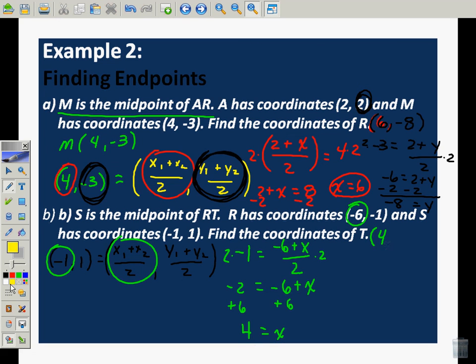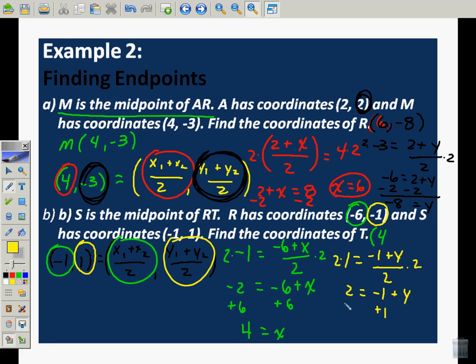Now I'm going to go back here. I'm going to do my y part. These are the 3 things that I need. They're circled in yellow up here. All right? So I've got 1 equals y1, which is negative 1, plus the y that I don't know, over 2. It's the same formula. We're just setting the formula equal to one another. So 2 equals negative 1 plus y. We add 1. We add 1. So 3 is equal to y.